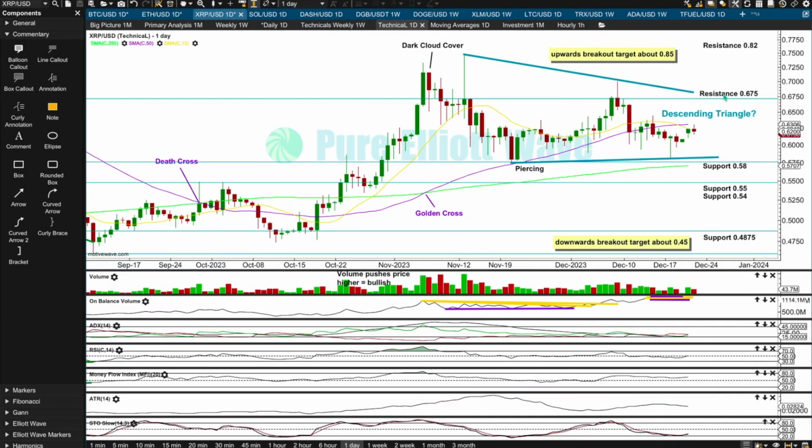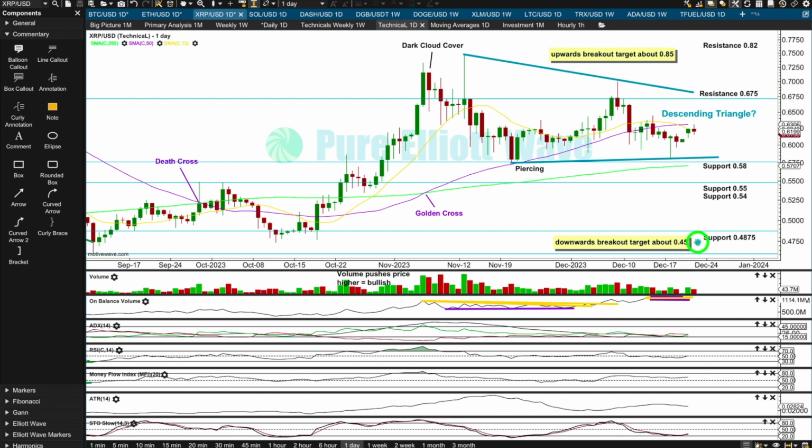I identified this potential descending triangle yesterday for XRP. The breakout from a descending triangle, I think 64% of the time, is downward. Upward breakouts have a better result though when they're seen. This analysis expects most likely we're going to see an upward breakout, and if there's an upward breakout soon, then the target would be 85 cents.